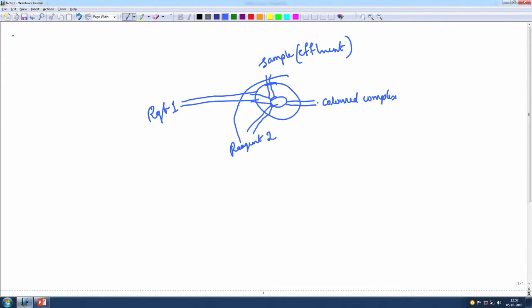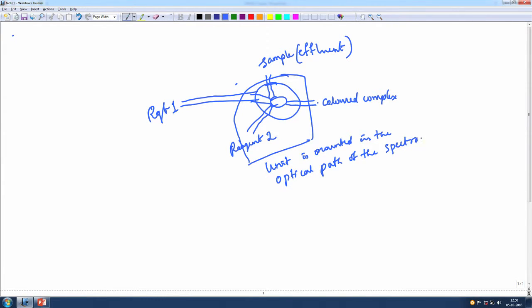This whole unit, this unit is mounted in the optical path of the spectrophotometer. Located in the stream or nearby.